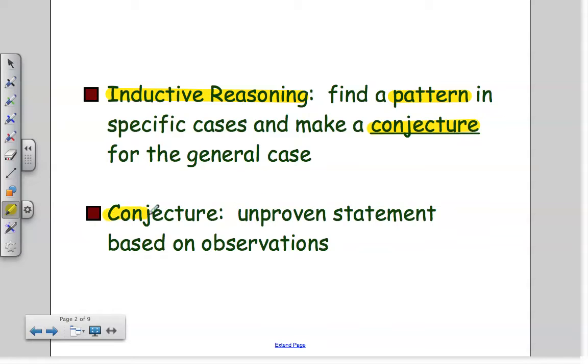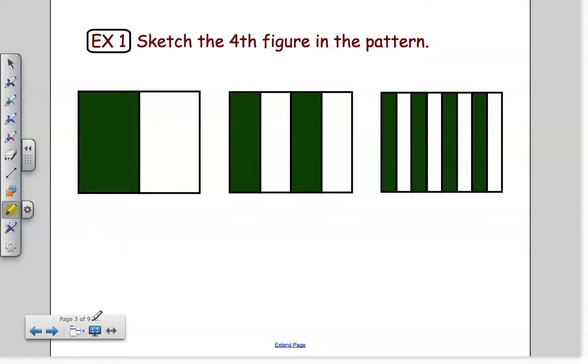So the conjecture definition here is, it's an unproven statement. Your conjecture is not going to be proven, but it's what you've seen, what you've observed happening, or what you appear to see as a pattern. So inductive reasoning, looking for a pattern, looking to make observations of what's happening and what's bound to happen next, is your conjecture based on what you've seen. Let's look at some examples of this.